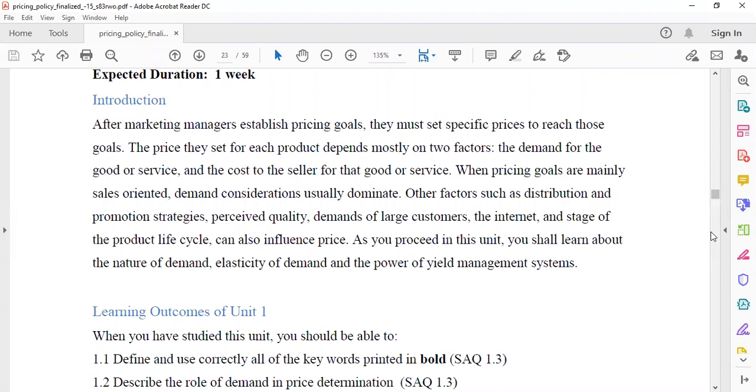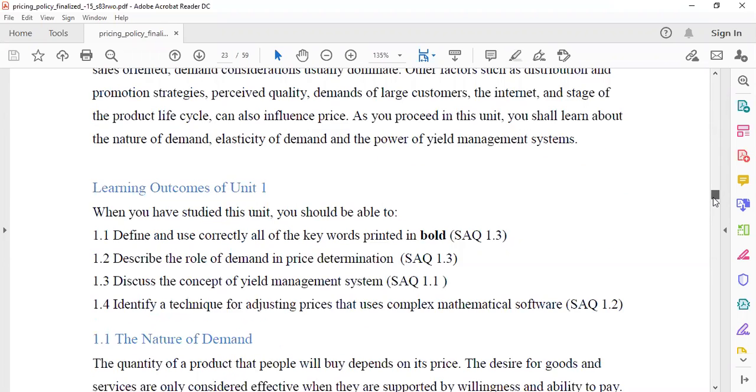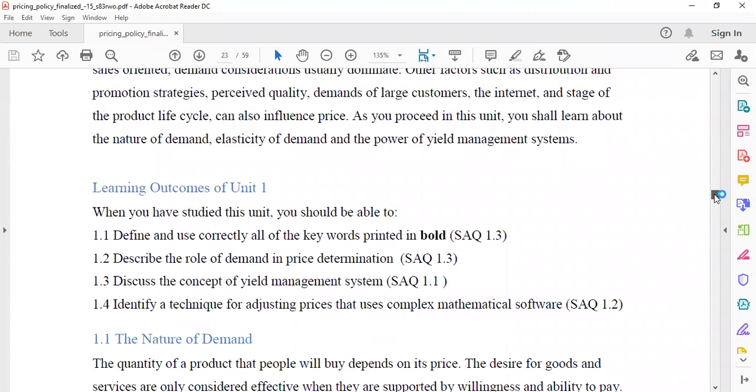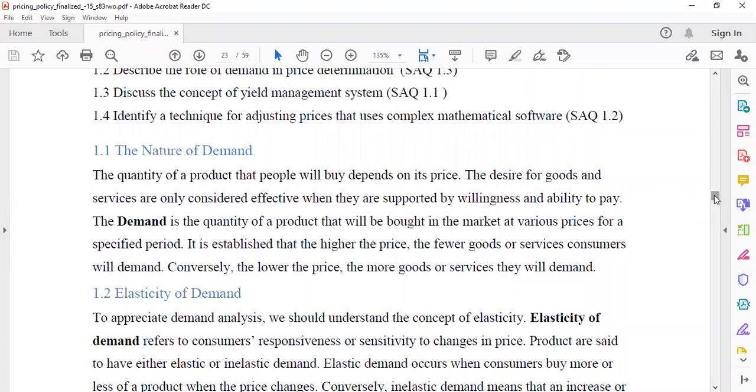So first, let's look at the demand determinant of pricing. From our earlier discussion, we've looked at the pricing objectives. We talked about profits, we talked about sales, and now looking at the demand determinants of pricing, we'll look at first the nature of demand. Demand is a very popular concept, primarily from economics. And when we talk about demand, it's the quantity of a product that will be bought in the market at various prices within a particular period of time.